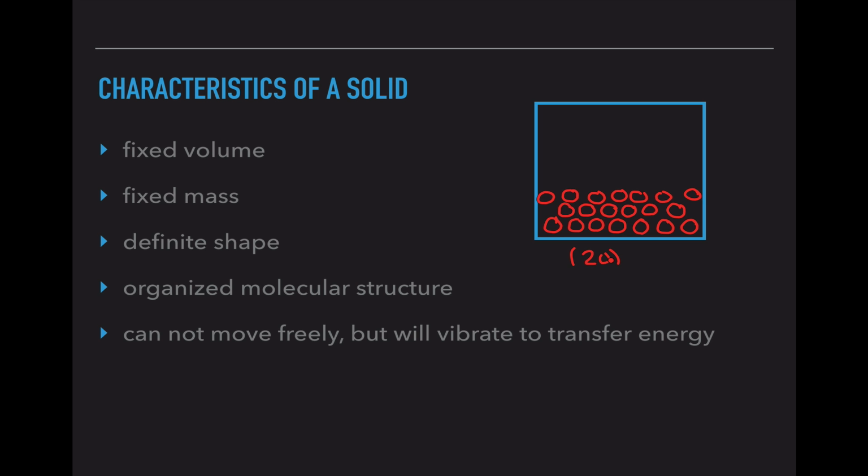Now this next example, they cannot move freely, but they will vibrate to transfer energy. Imagine this square with these little red particle diagrams as a pot on a stove. If you put water in that pot and you want to boil it to make your macaroni and cheese for dinner, if the heating element is beneath the pot, it's going to give energy to this bottom layer of particles. And that energy is going to make that particle move up and then down, and then up and then down.